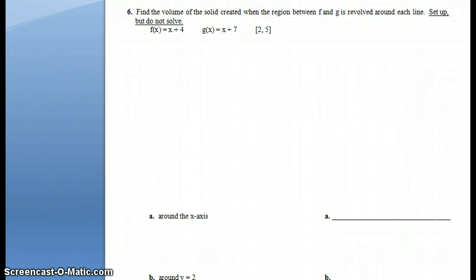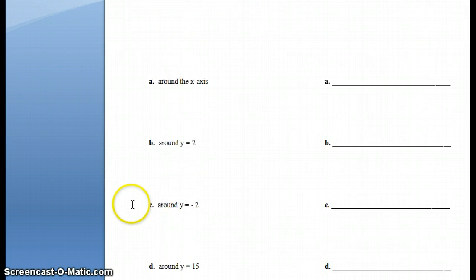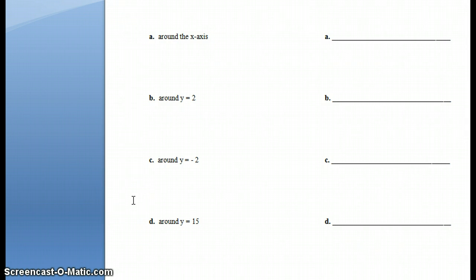The two functions we're looking at here are f of x equals x plus 4 and g of x equals x plus 7. And we're looking at the interval from 2 to 5. There are 4 parts to the question. Part A asks us to find this around the x-axis. Part B says to revolve around y equals 2, C around y equals negative 2, and D around y equals 15.